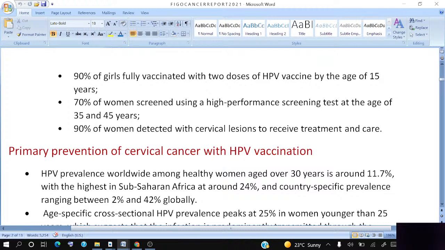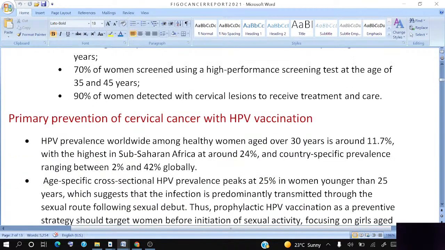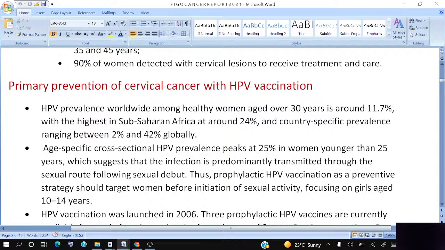So we will go to primary prevention of cervical cancer with HPV vaccination. HPV prevalence worldwide among healthy women aged around 30 years is about 11.7%, with the highest in sub-Saharan Africa at around 24%.